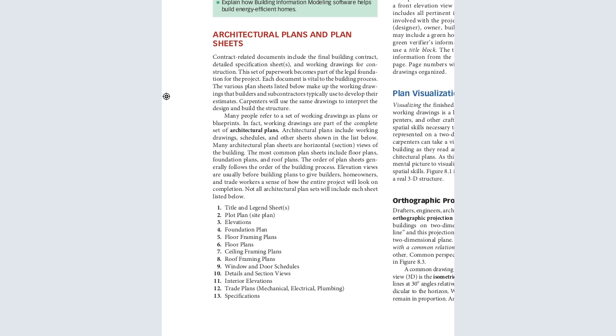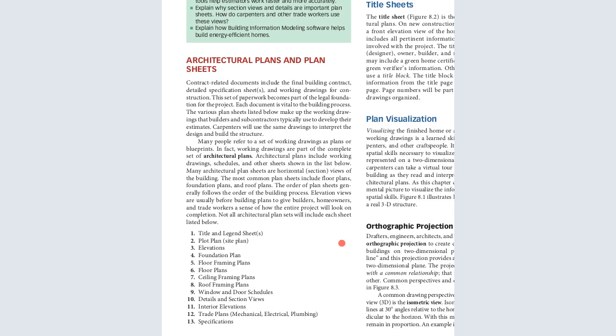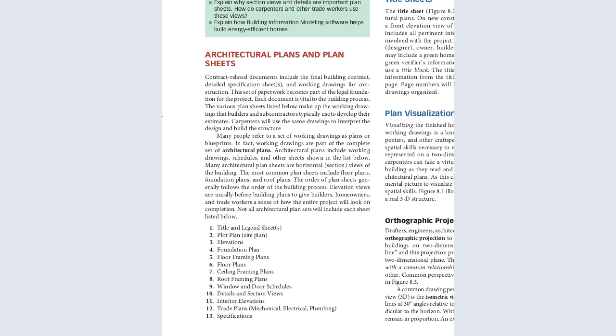We normally have different specifications or sheets. Now, contract-related documents include the final drawing, contract details, specification sheet, the working drawings of the construction, and a set of paperwork which becomes the legal foundation of the project. So each document is vital for the building process. The various plan sheets listed below make up the working drawings that builders and subcontractors typically use to develop their estimates.